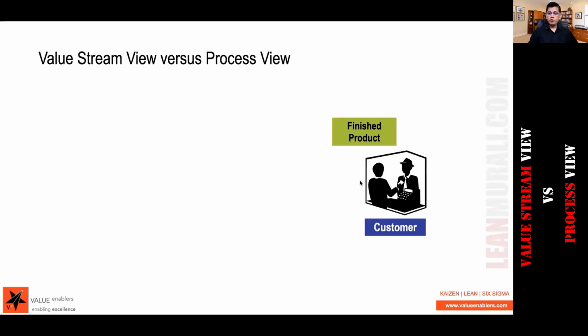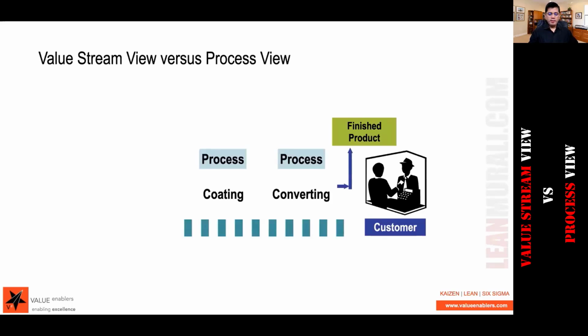This product, finished goods, there is a customer for it. And then we see something is converted and given to the customer. I'm trying to explain this in the simplest visual possible, and then we will connect to value stream. Okay, I'm just connecting the process flows now.